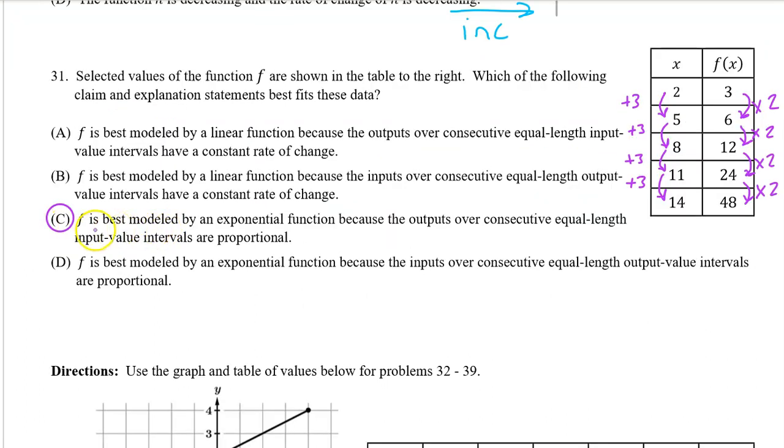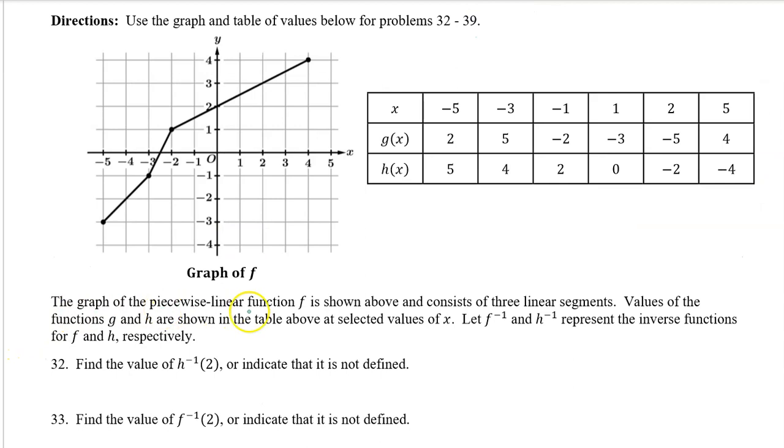The answer is C. F is best modeled by an exponential function because the outputs over consecutive equal length input value intervals are proportional. The graph of the piecewise linear function f is shown above and consists of 3 linear segments. Values of the functions g and h are shown in the table above at selected values of x. Kabam!